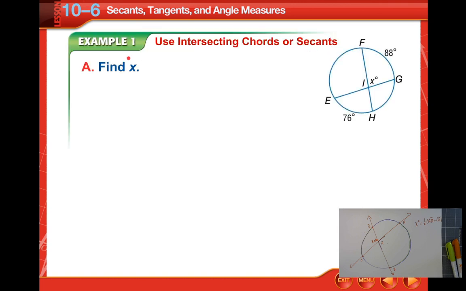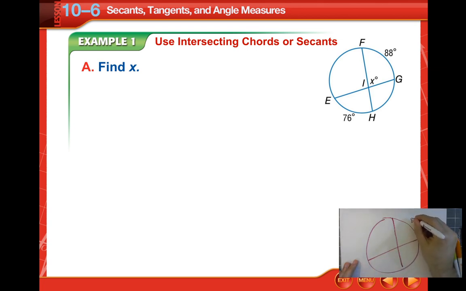We have this example. This is a good example just to start off and take what we did and apply it immediately. We have a circle with a center at I. We're told this is 88 degrees. We're told this is 76 degrees. And we're looking for X right here. This is I. And I'm just copying it down here. I'm not solving anything yet.